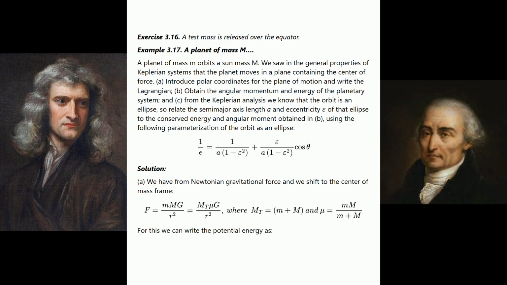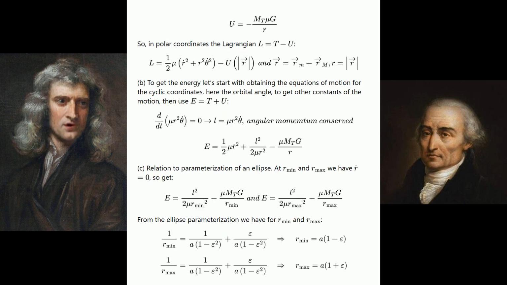See the next equation. Solution. A, we have from Newtonian gravitational force, and we shift to the center of mass frame. See the equation shown. For this we can write the potential energy as U equals minus m sub t mu G over r. So, in polar coordinates the Lagrangian L equals T minus U. See the next equation. B, to get the energy, let's start with obtaining the equations of motion for the cyclic coordinates, here the orbital angle, to get other constants of the motion. Then use E equals T plus U. See the equation shown. C, relation to parameterization of an ellipse.